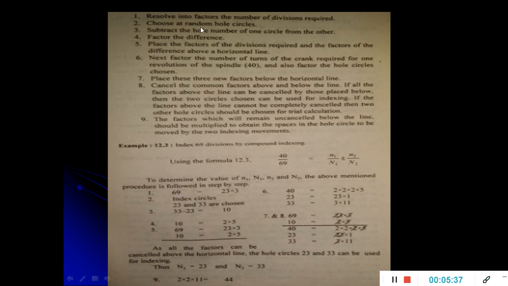Now according to the first step, you have to take the factors. 23 into 3 is nothing but 69. So the first step is to resolve the number of divisions required into factors. The number of divisions required is 69 and the factors I have taken are 23 into 3.